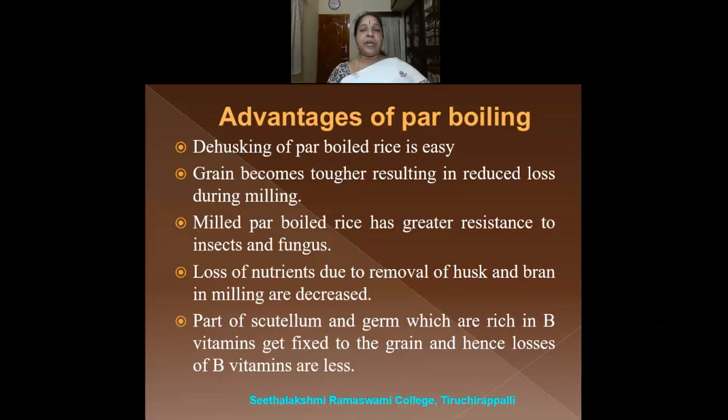Already I told you that in the germ portion, whatever nutrients are present will try to penetrate into the rice grain. And also the scutellum and the germ portion are intact in the parboiled rice. And therefore the nutrients that are present in them will also be available to us when we consume the parboiled rice.